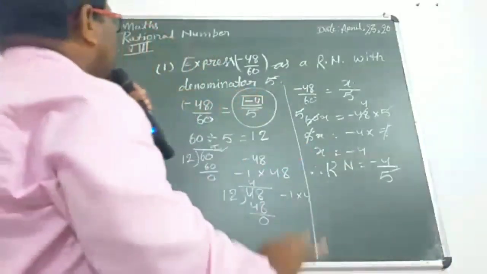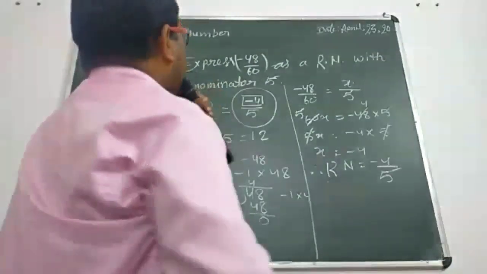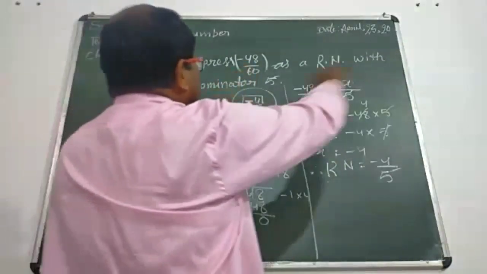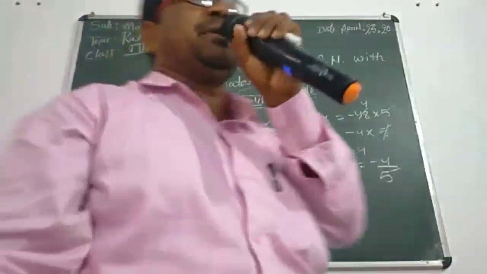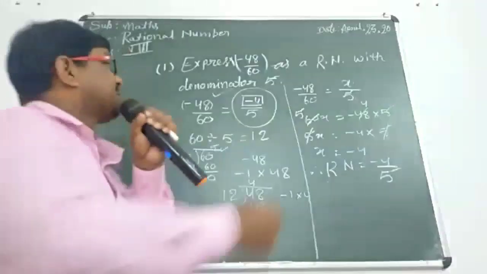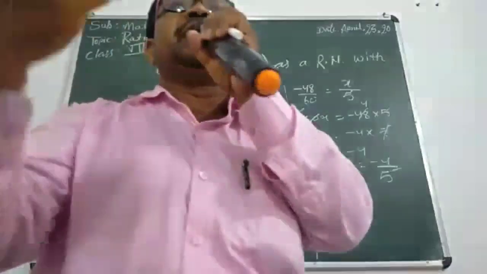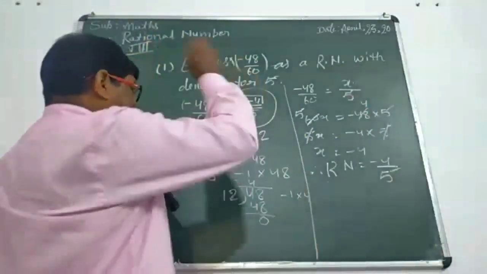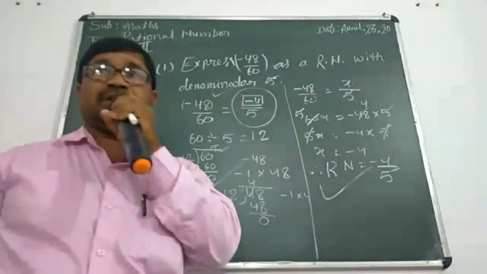Now are you understanding how you can express the fraction as a rational number with a given denominator or with a given numerator? It may be numerator also, and denominator also. You can follow either this method or that method. Understanding?